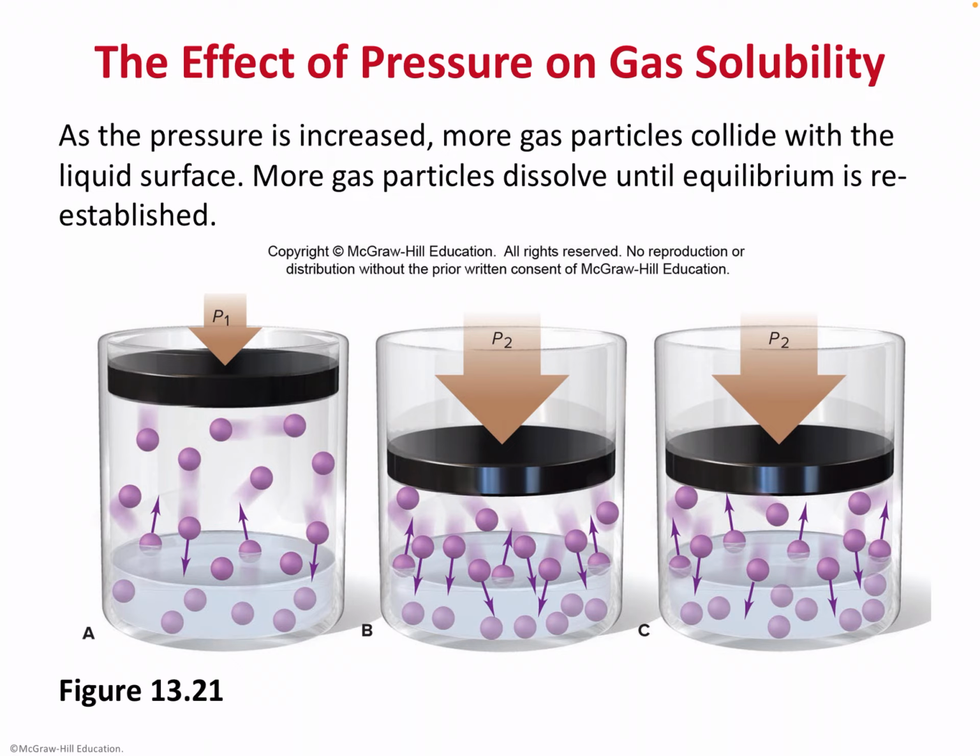Effect of pressure on gas solubility. You can see there are two pressures, P1 and P2. Here P1 has a certain pressure, and you can see the gas particles are in equilibrium with the solvent they are trying to dissolve in. What happens as you increase the pressure? As the pressure increases, more gas particles collide with the liquid phase. More gas particles dissolve until equilibrium is re-established. So you can see these are going to be soluble in the liquid phase.